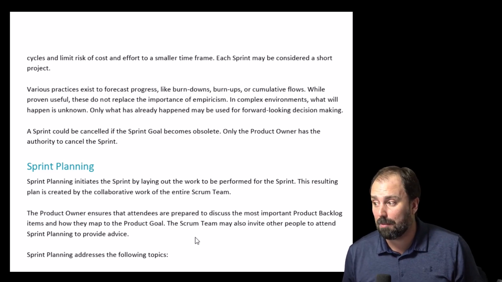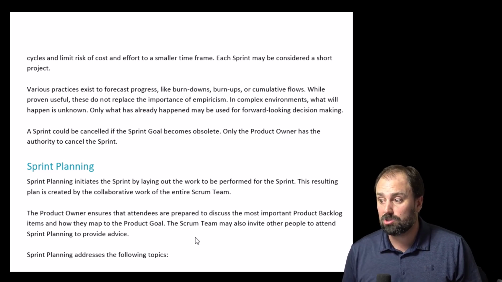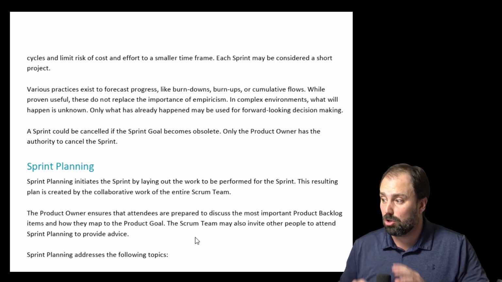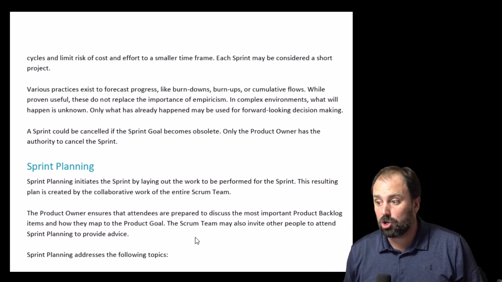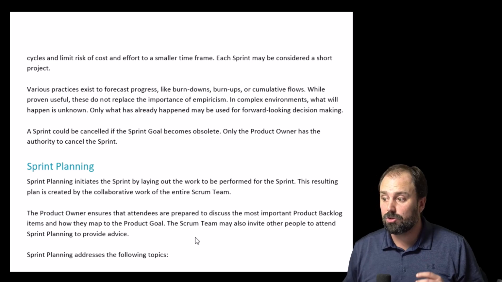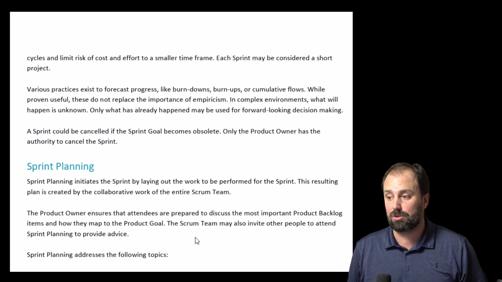In complex environments, what will happen is unknown. Only what has already happened may be used for forward-looking decisions. A sprint could be canceled if the sprint goal becomes obsolete. Only the product owner has the authority to cancel the sprint.